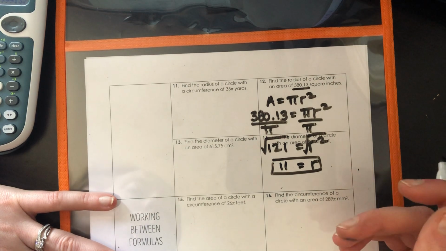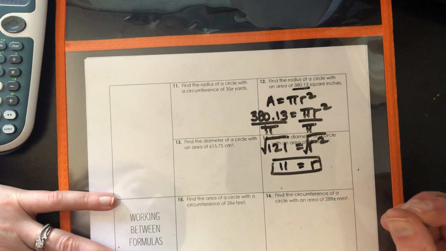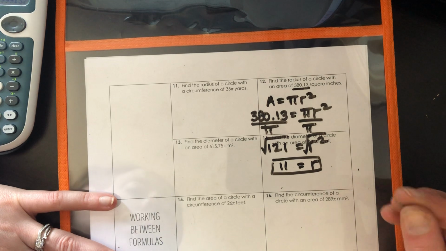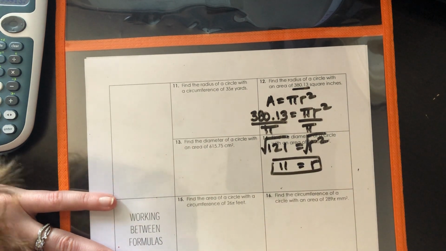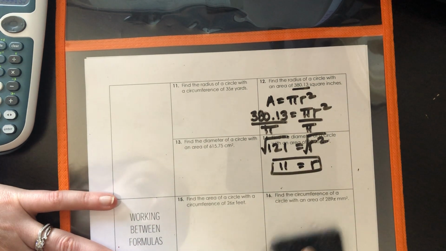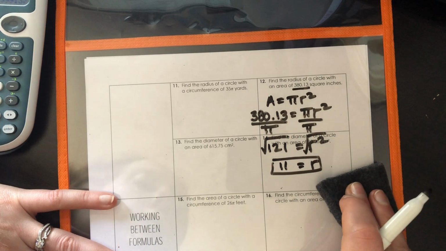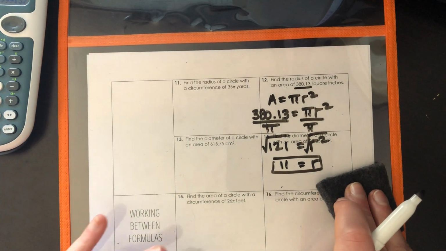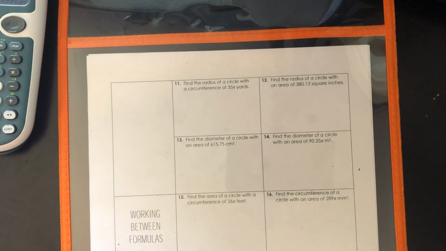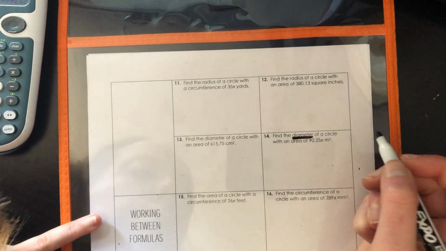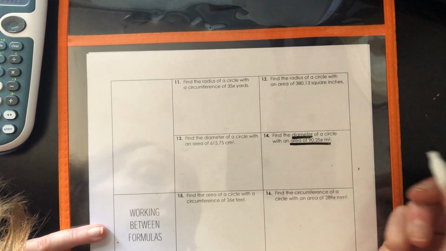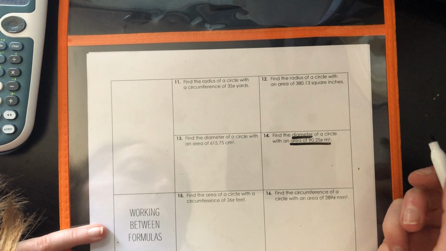Okay, it's about working backwards. They're now giving us area and circumference instead of finding it. And then we're finding a different variable, a radius or diameter. Okay, so I want you to pause the video and try out 14. Again, pause the video and try out 14. All right, 14. Find the diameter of a circle with an area of 90.25 pi meters squared.